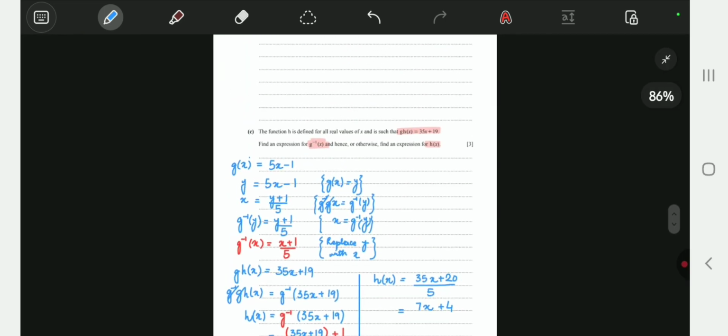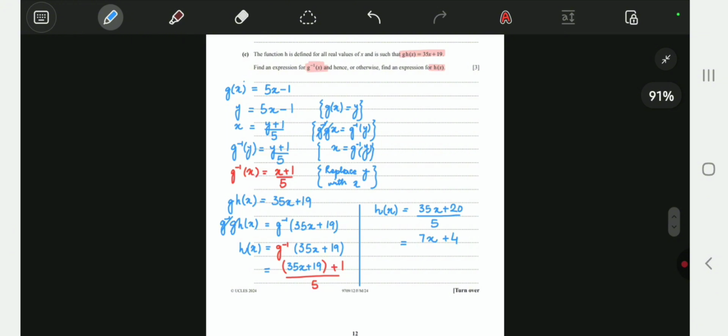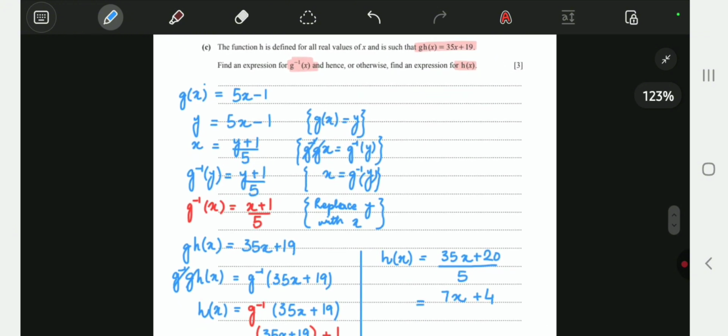Okay, let's review this question again, because it's a little different from the questions that normally we have. They say the function h is defined for all real values of x and is such that gh of x is given. Find an expression for g inverse, and hence or otherwise find an expression for h of x. Yes, we can do it the other way also. We can manually think of it that if you have gh of x equals to this, what will be h of x?